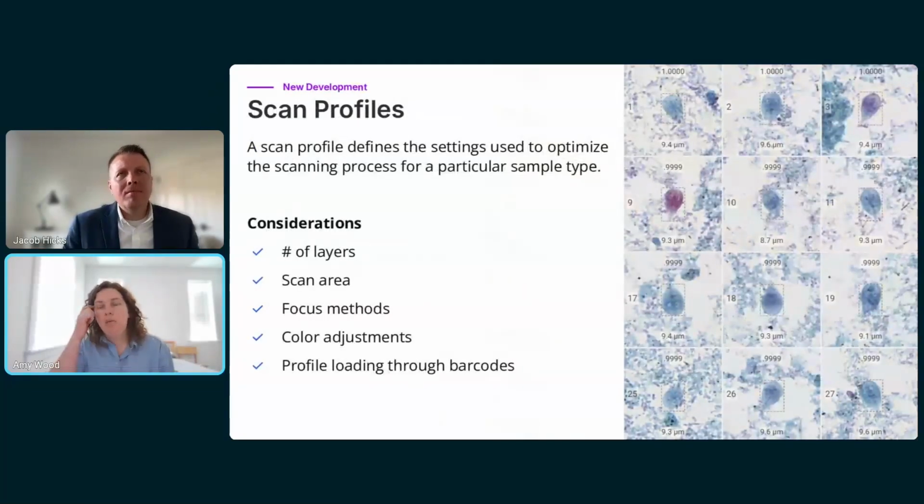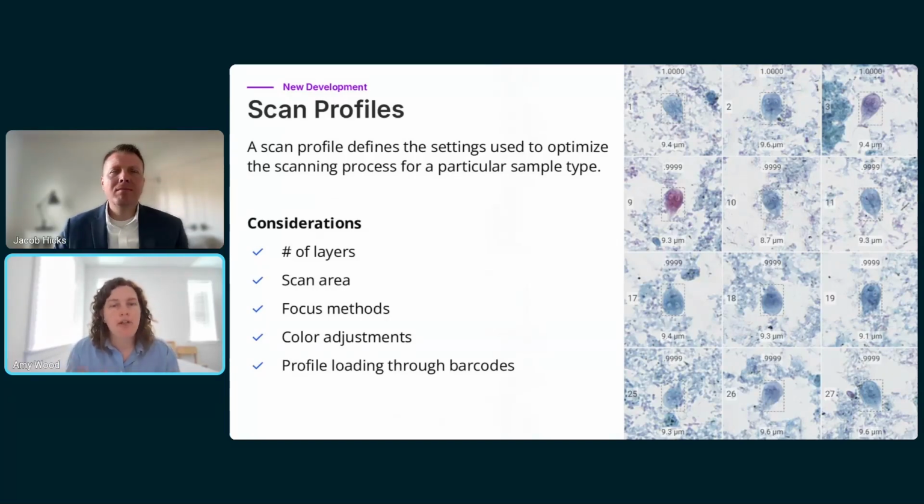Now I want to talk a bit about what we mean by scan profiles. The scan profile defines the settings that are used to optimize the scanning process for each particular sample type. We have to create a new scan profile for each different sample type, but also for each different scanner that we work with. Each of the scanners has different features and different benefits, and so we have to adapt those. Even for the same sample type, we have to adapt that for each of our scanners.